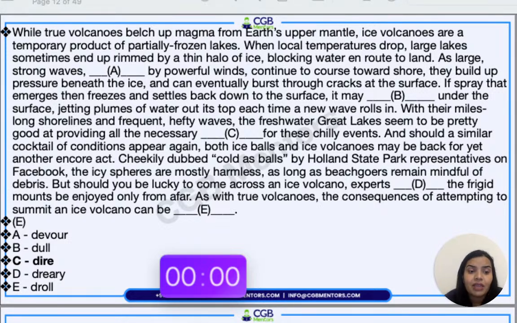And then: the consequences of attempting to summit an ice volcano can be dire. Now, after can be, you can get a verb in the third form or an adjective. Devour is to eat in a way where you are swallowing everything, guzzle down, so the verb form would be wrong here. Dull is easy to understand. Dreary is insipid; when something has no life, it is dreary. And droll is also an adjective, meaning something that makes us laugh, comical, not chemical, comical, like a comic. That is droll; we cannot use that again. Here the talk is about a volcano, an ice volcano. We are going to say that summiting an ice volcano can be extreme, and that is the meaning of dire over here.